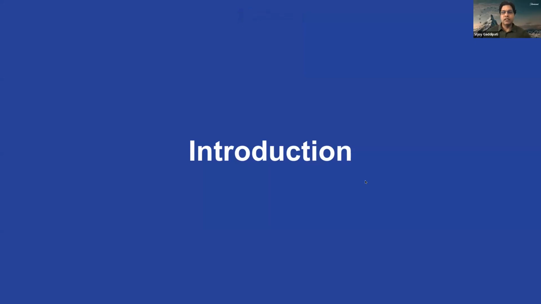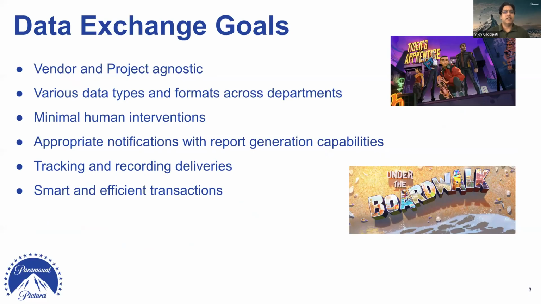Hello, everybody. Welcome to our talk regarding data exchange in our animation productions. Here at Paramount Animation, we primarily deal with projects involving feature animation. We have multiple projects going on concurrently. We deal with multiple vendors on each of these projects, and we needed to come up with a way to efficiently exchange data with these multiple vendors. I'm showing a couple of projects here. One is Tiger's Apprentice, which is deep in production, and Under the Boardwalk, which we just wrapped.